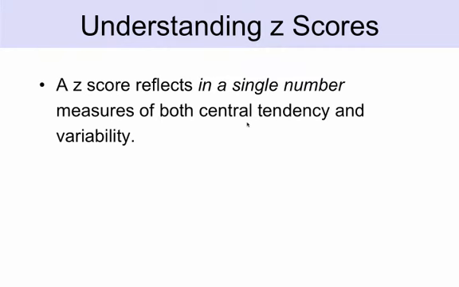I think what's really kind of amazing about a z-score is that it reflects in a single number measures of both central tendency and variability. So that really deserves a big wow. That single score gives me a lot of information.